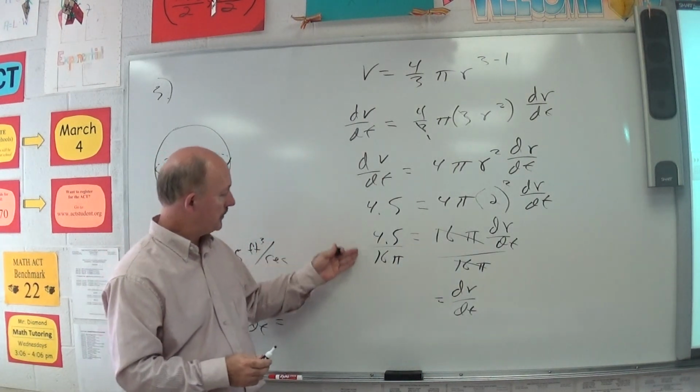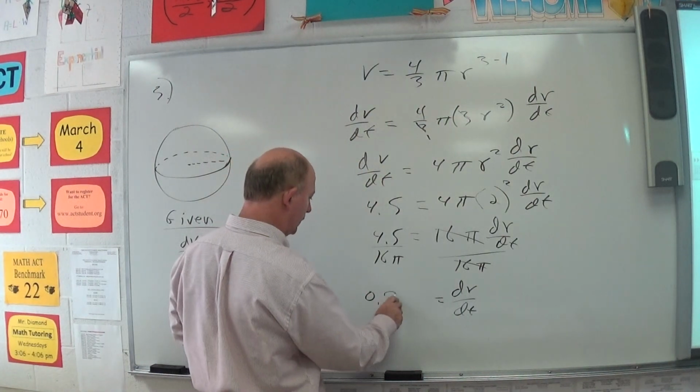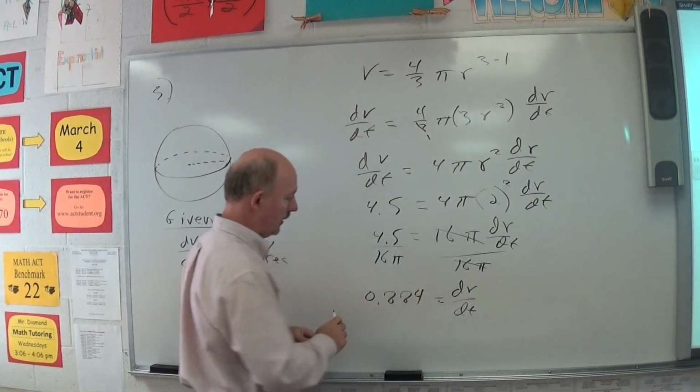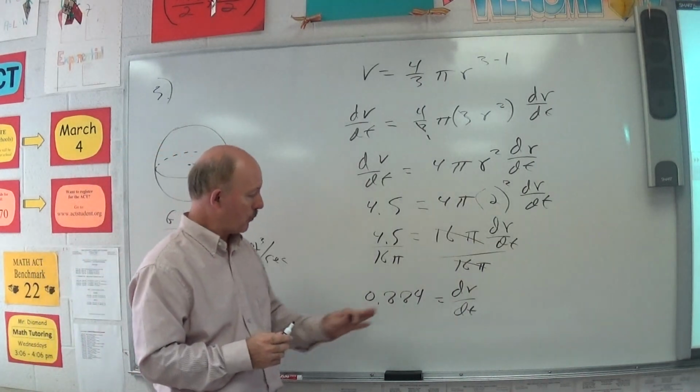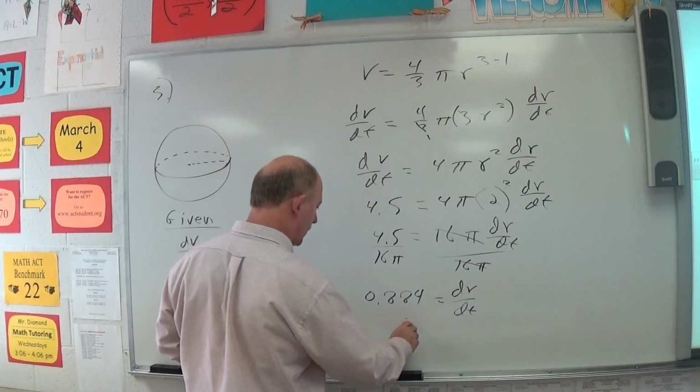Now I'm going to go ahead and put this in decimal form. Converting this to decimal, I got 0.884, for the rate of change of the radius with respect to time t. Now this will be in feet per minute.